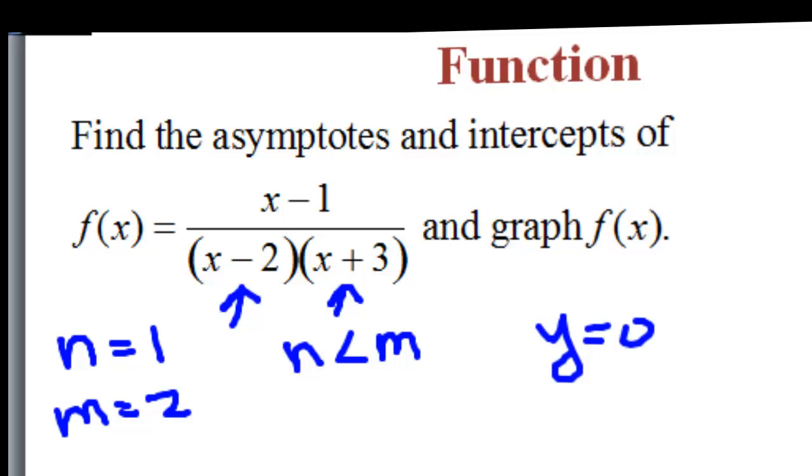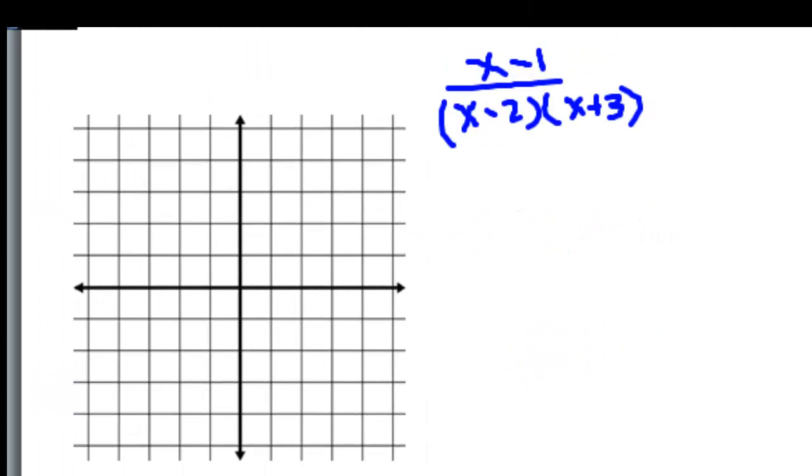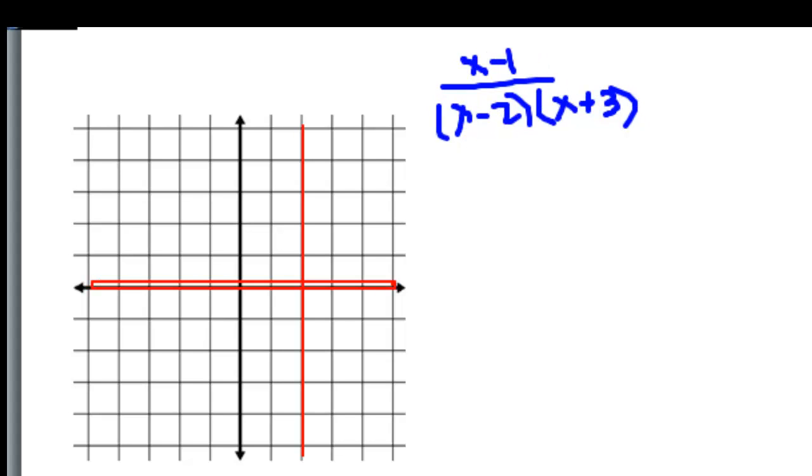Let's put this on the graph. So asymptotes, I'm going to go ahead and put those in a different color. Let's make them red. So we know that because n was less than m, we have a horizontal asymptote at y is equal to 0. We know that we have vertical asymptotes at x equals positive 2, and x equals negative 3. Those are our asymptotes. Now, we want to figure out our intercepts.